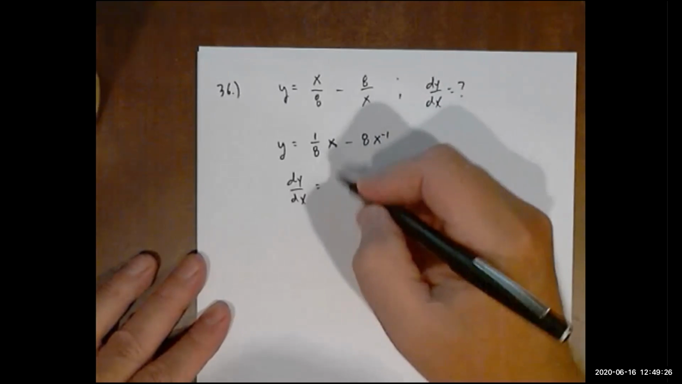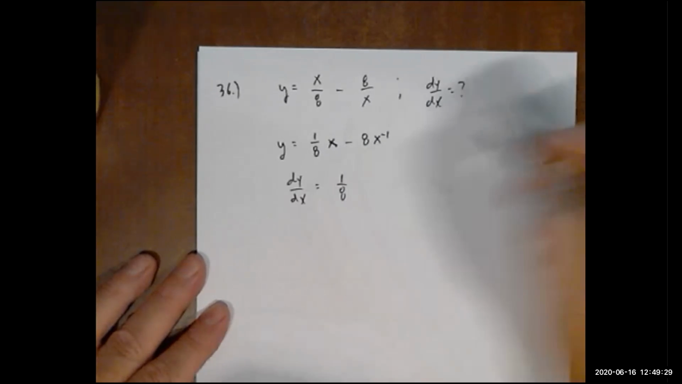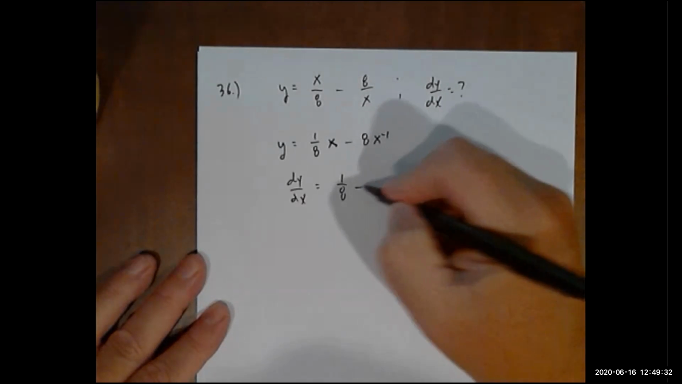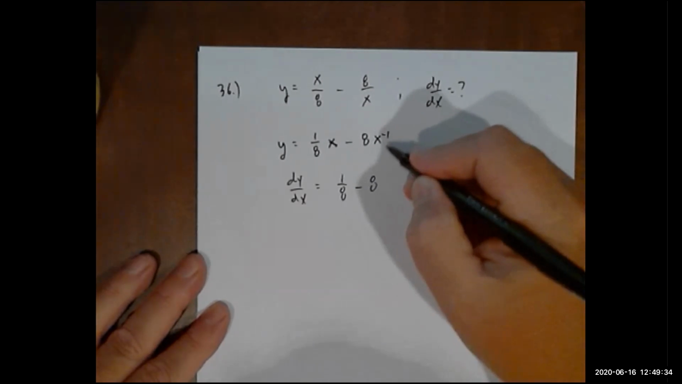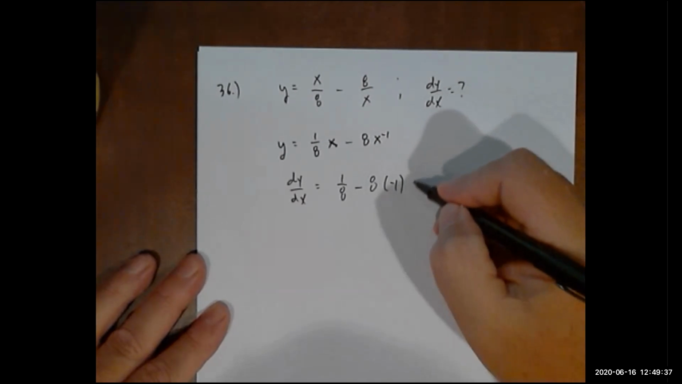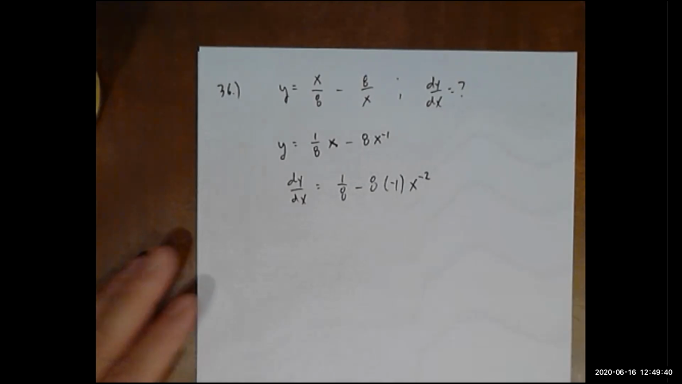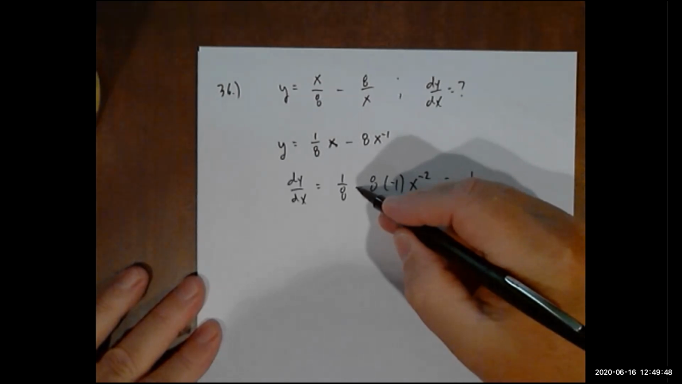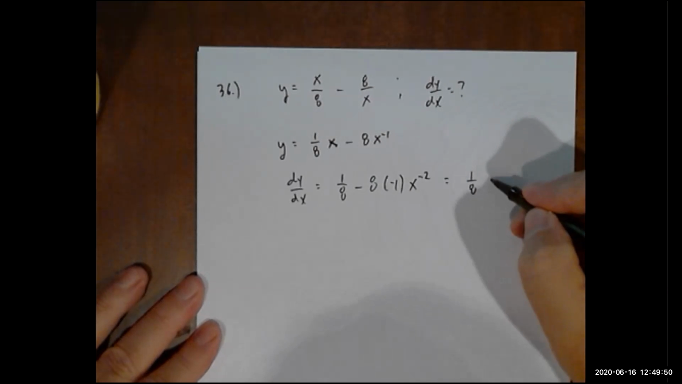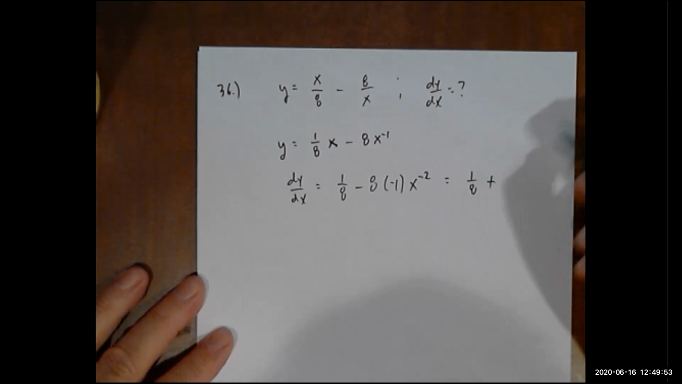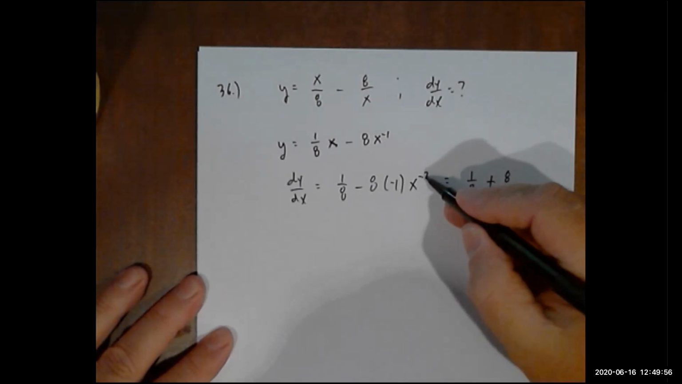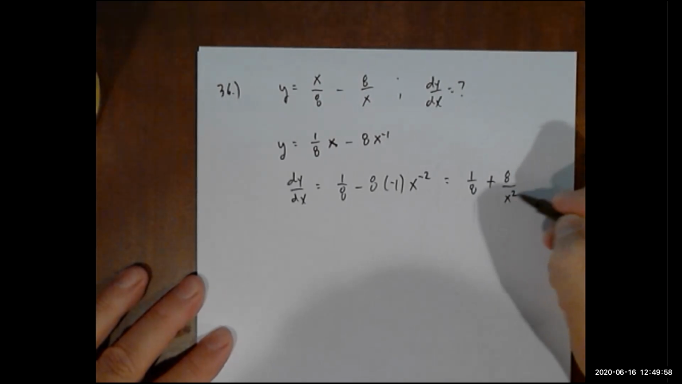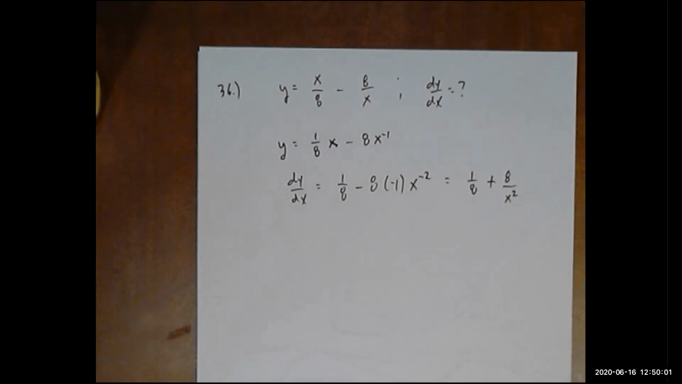Power rule on this first term, just 1/8. Power rule for this second term, the -1 comes down front, and you subtract 1 from the exponent, so you get -2. So you have 1/8. You notice this subtract and this -1. Two negatives make a positive. And if I want to get rid of this negative exponent, I stick it in the bottom. So this becomes 1/8 plus 8 over x squared.